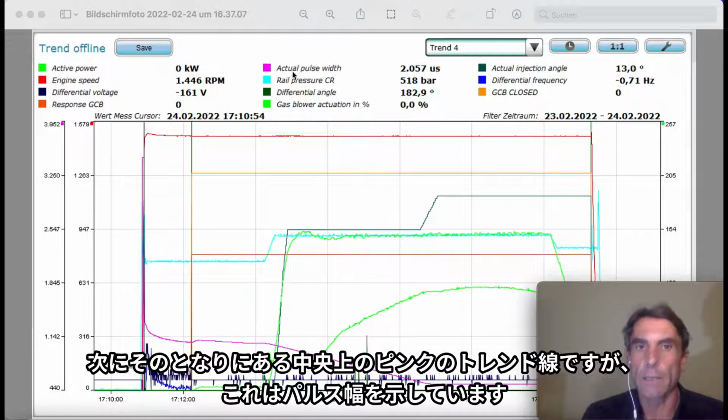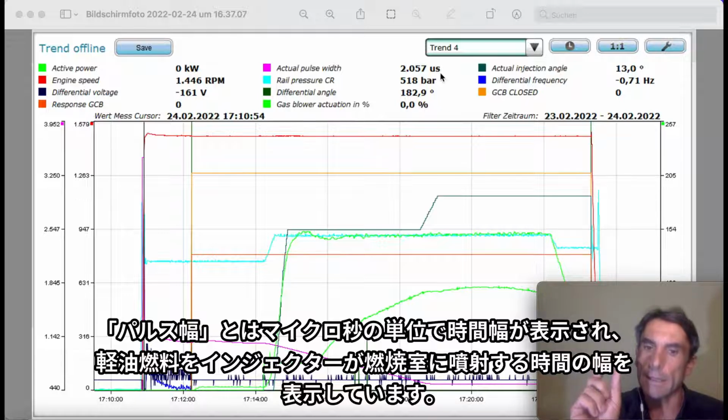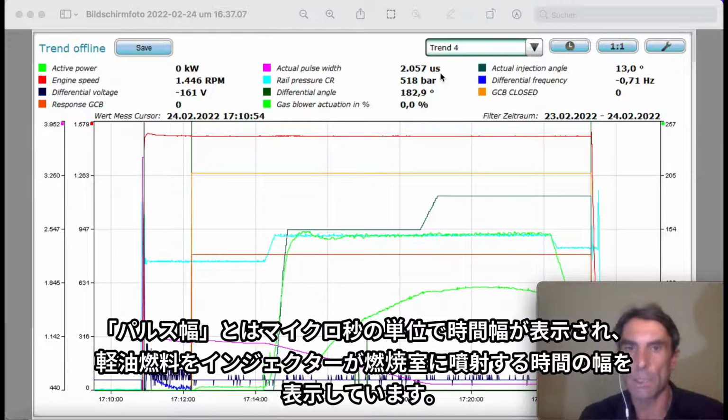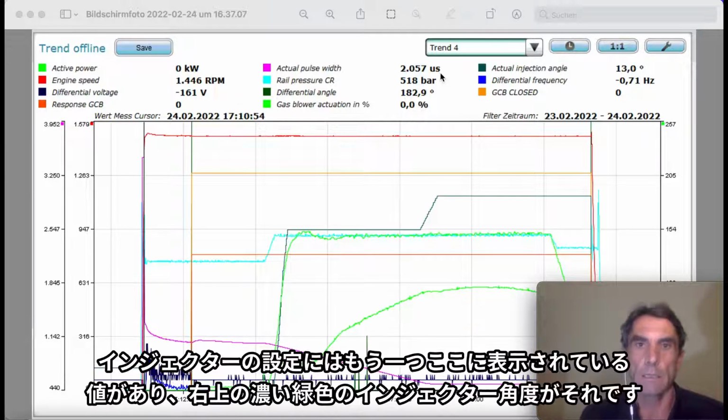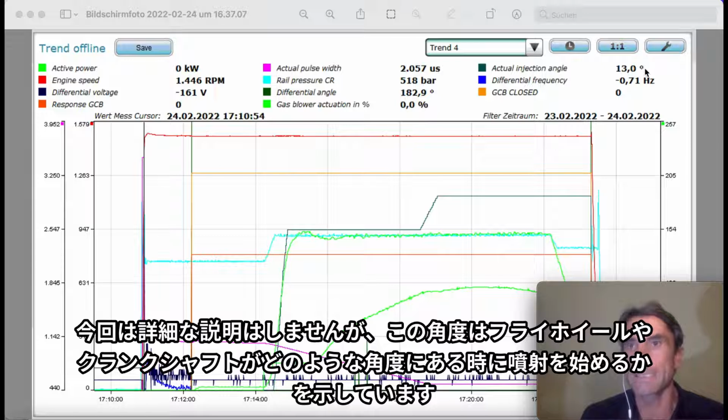Then we have the pulse width, the pink one, that's that one. The pulse width is the time in microseconds. How long will the injector be open to inject diesel into the combustion chamber to ignite the biogas or to operate the CHP in the starting phase. As well, to the injection system, we have the injector angle. The injector angle is the time when we start to open the injector. I will go into that a little bit deeper. You can see this is in degrees.